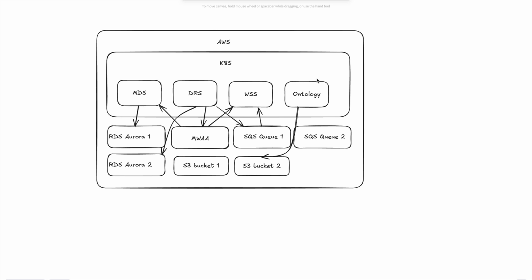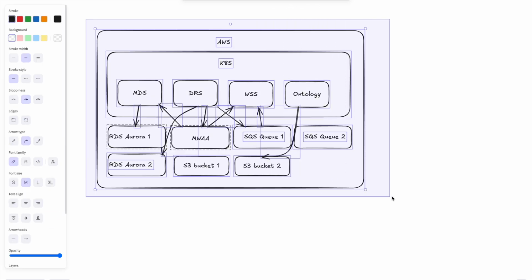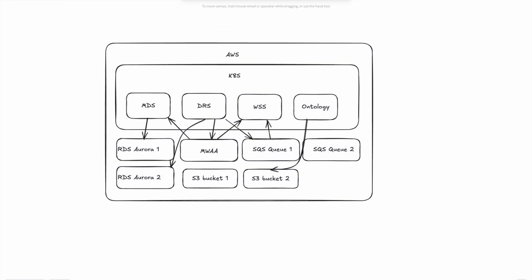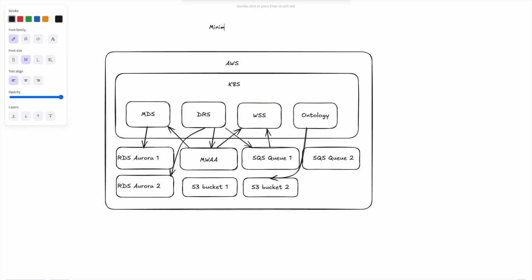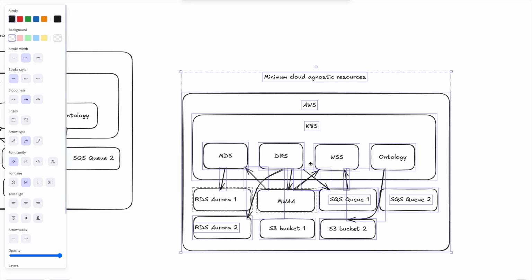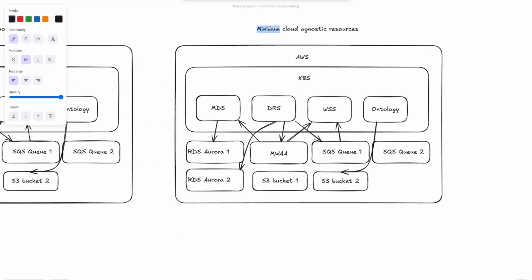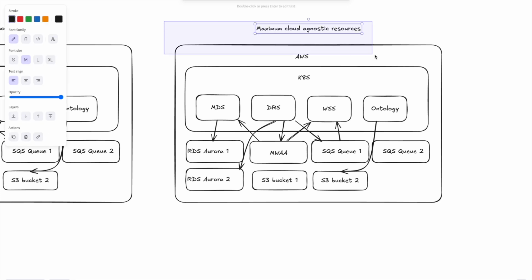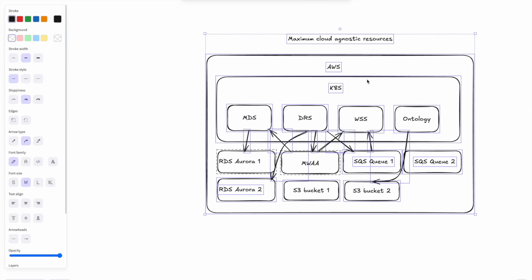So let's consider the extreme example of how to make our infrastructure completely cloud agnostic. This is the first example, the approach with cloud agnostic resources. And then let's create a similar approach that is going to be another extreme, so it's maximum cloud agnostic resources.